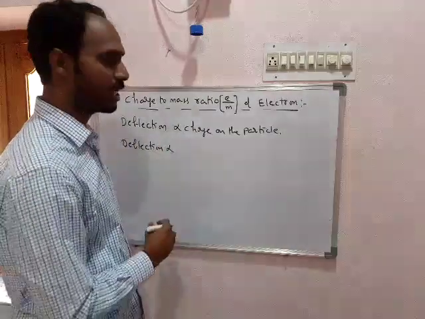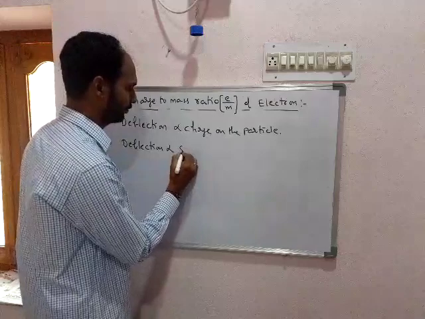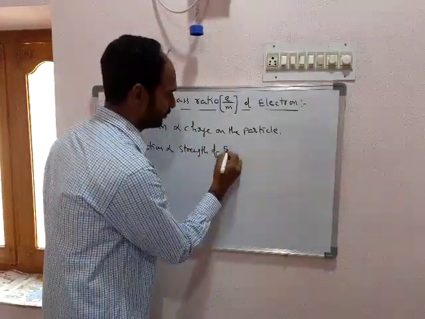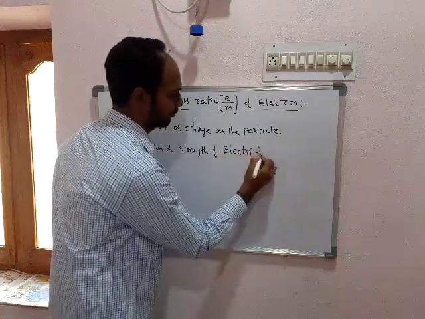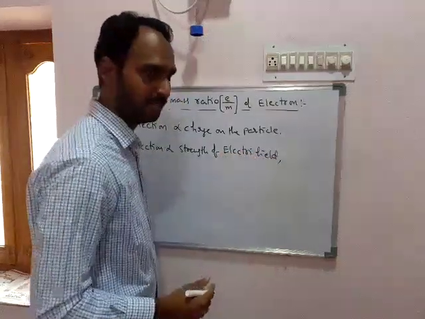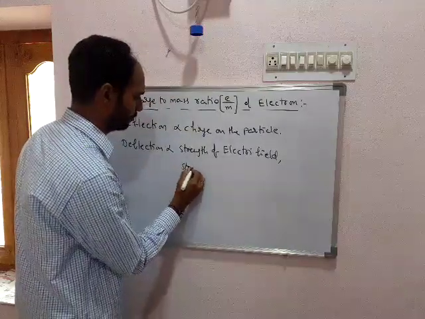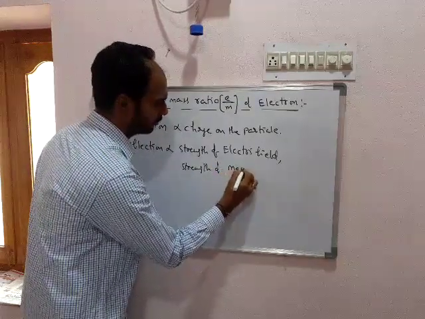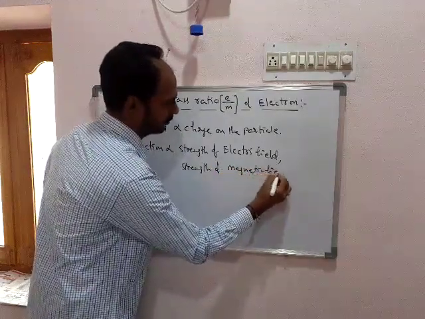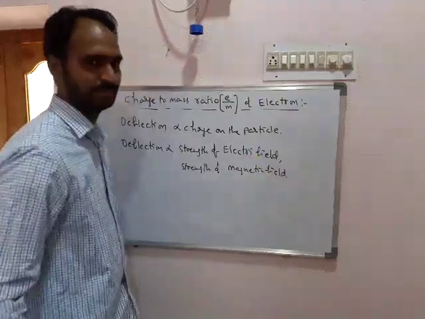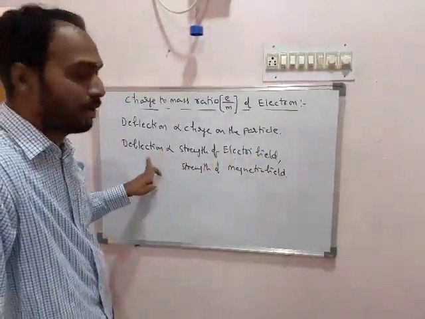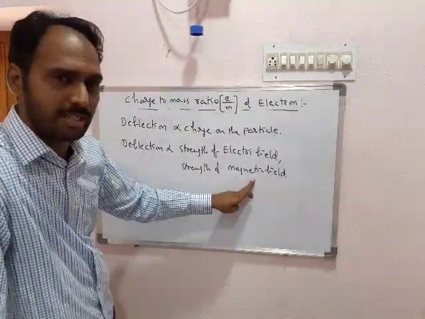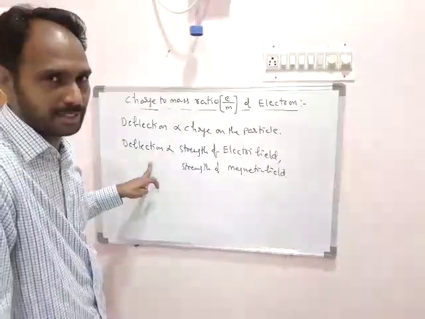Next, deflection is also directly proportional to the strength of the electric field and the strength of the magnetic field. The greater the electric field, the more the deflection. If you increase the magnetic field strength, the deflection of the particles, that is the rays, will be greater.